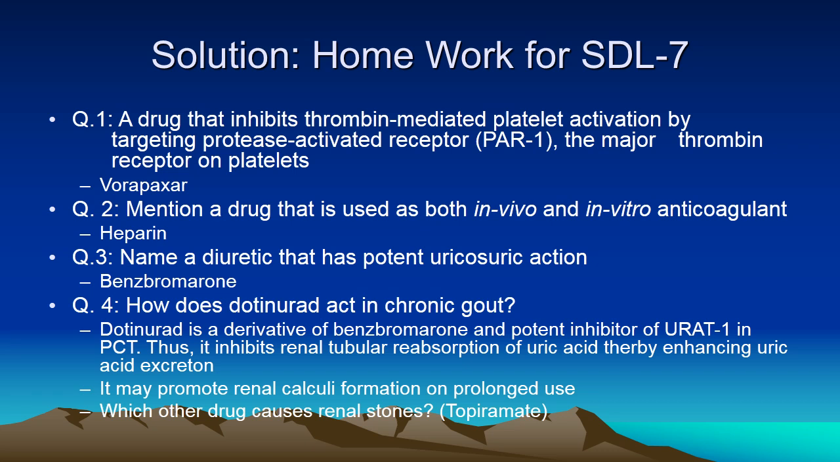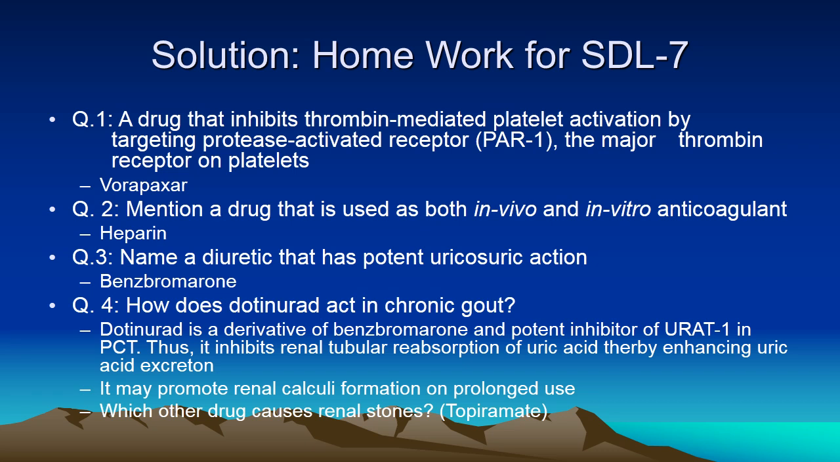We already know that there are heparinized vials which contain heparin. Question 3. Name a diuretic that has potent uricosuric action. Benzbromarone. Question 4. How does dotinurad act in chronic gout?